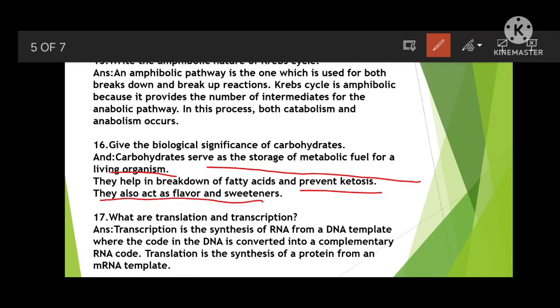Then what are translation and transcription? First see transcription. Here what happens is synthesis of RNA from the DNA template. This is known as transcription. Translation means synthesis of the protein from the messenger RNA, mRNA. Simple, this is translation. First you write transcription: synthesis of RNA from DNA. Then translation: synthesis of protein from messenger RNA.